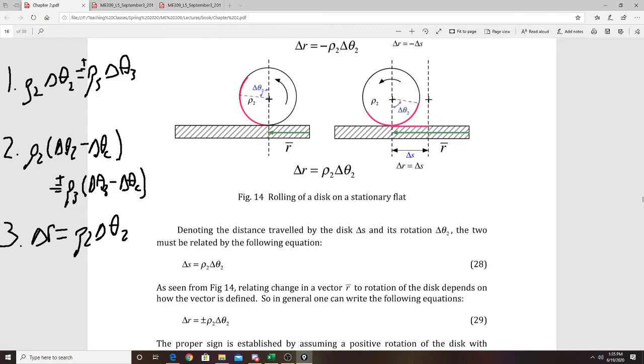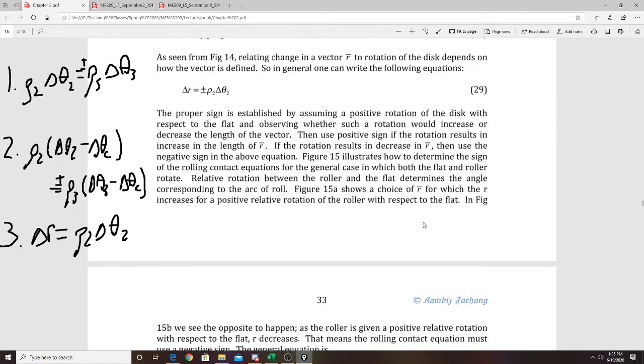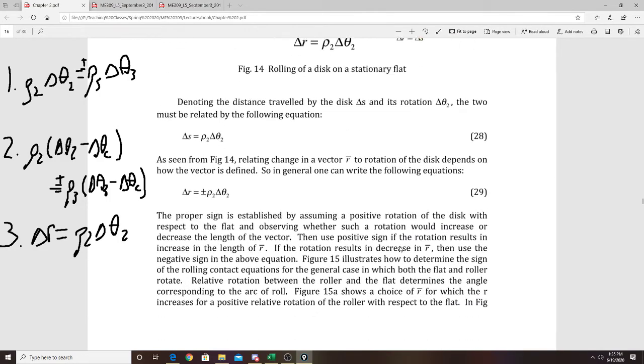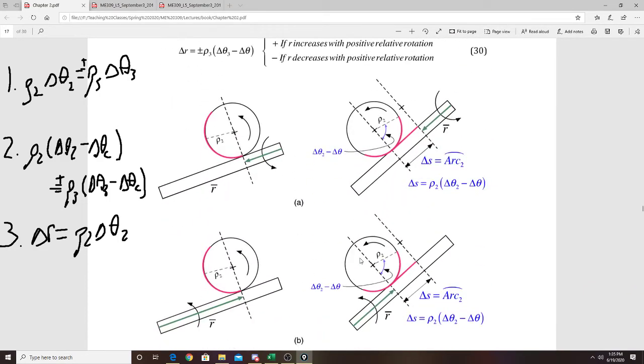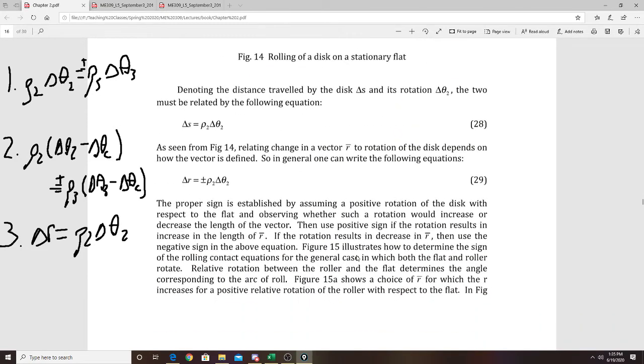Let me see this one. Okay, so this is the next one. Where's figure 14? That's figure 15. Alright, whatever.